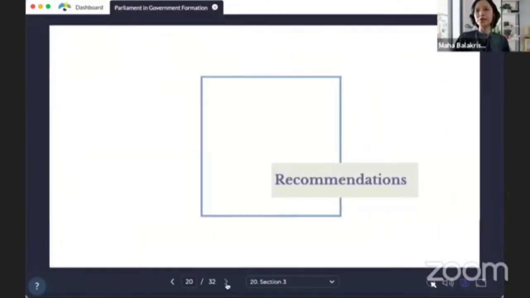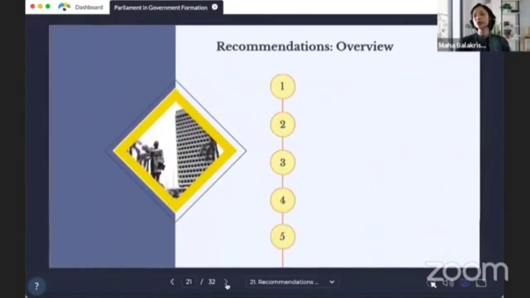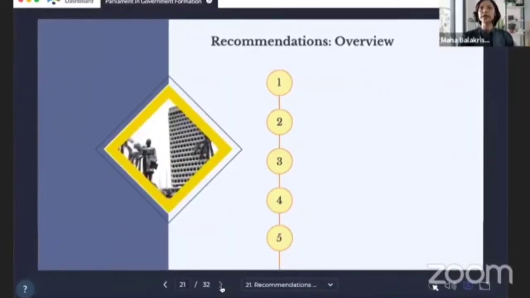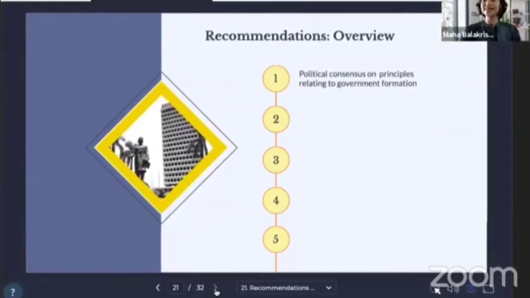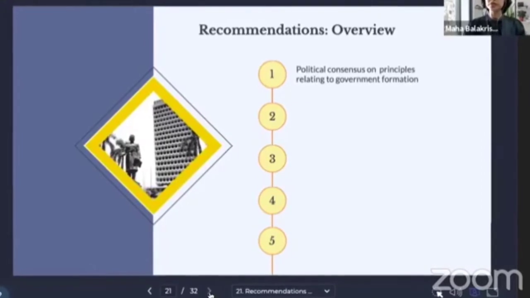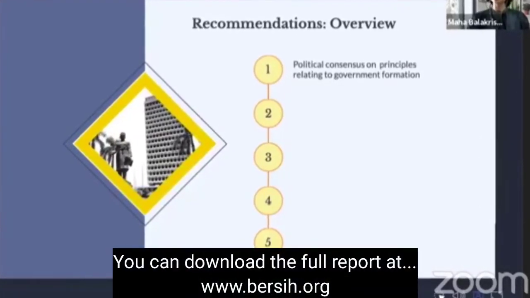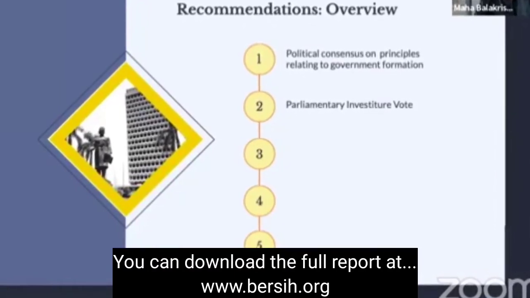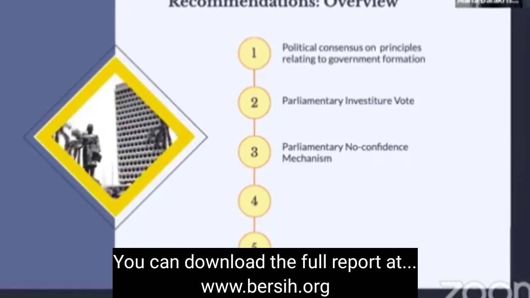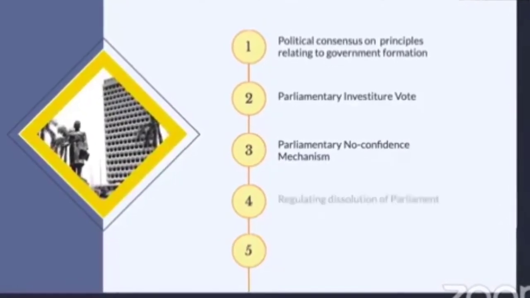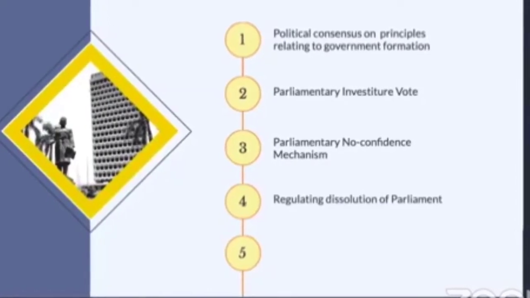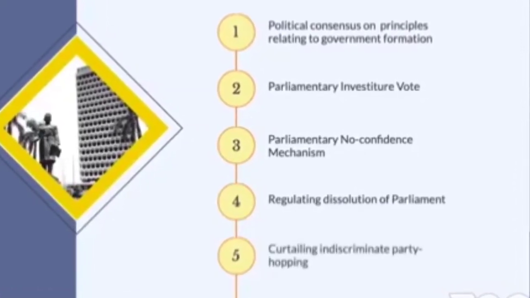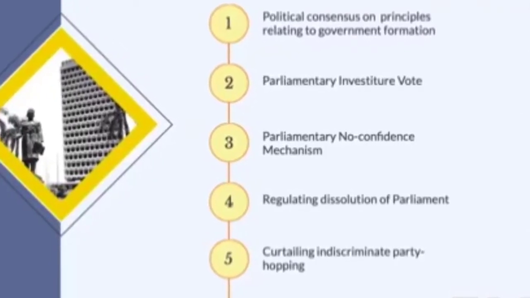Right. So coming now to the recommendations. So given all of this, what then is the best path forward for Malaysia? In my view, there are 5 crucial steps that we should take, 5 different aspects. The first is, of course, the hardest, which is building political consensus on principles relating to government formation. Now, I'll go into more depth in the next slide. The second is to introduce a parliamentary investiture vote. Third is to introduce, or rather to codify, a parliamentary no confidence mechanism. Fourth, to have Parliament involved in regulating its own dissolution. And fifth is to curtail indiscriminate party hopping.